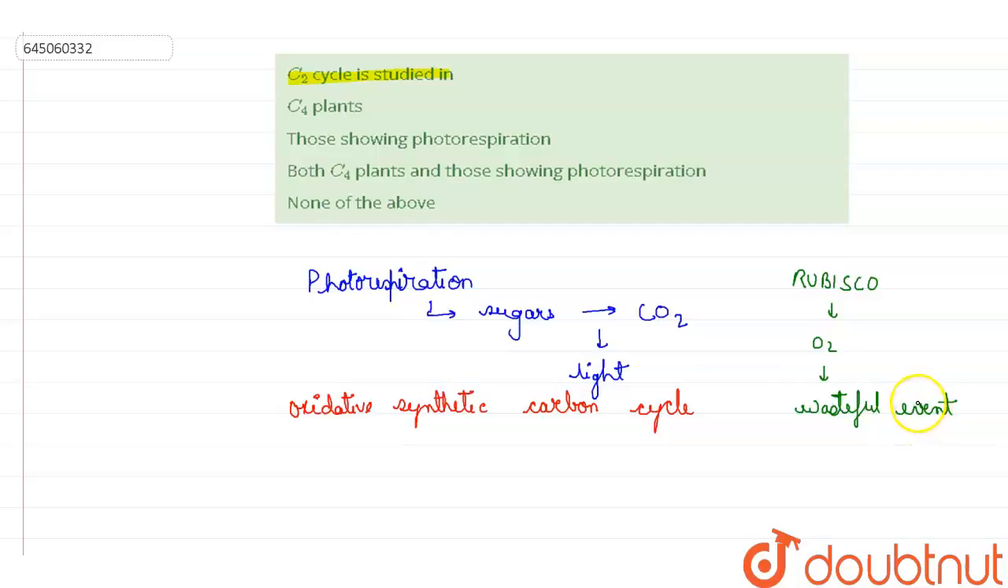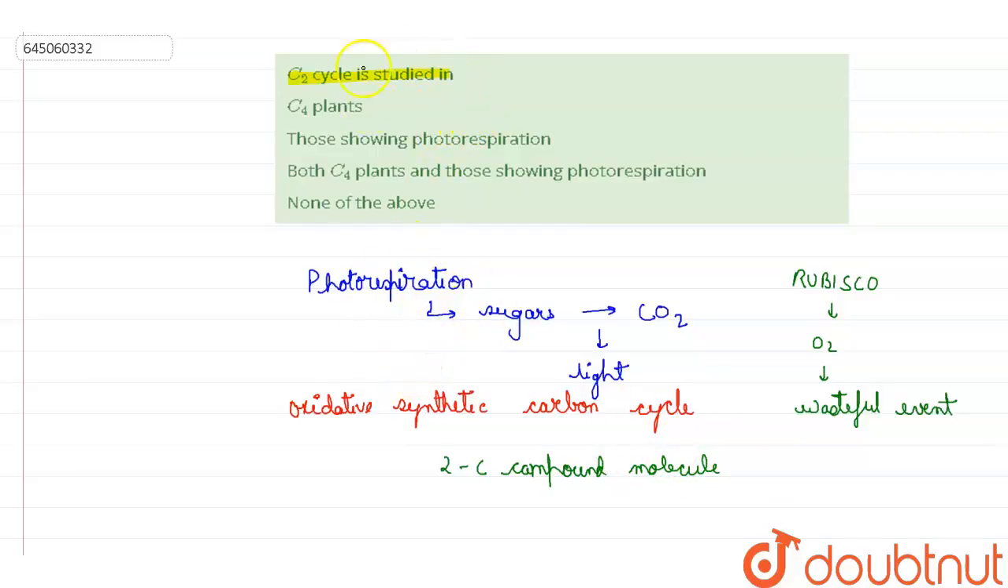Now why is this photorespiration also called a C2 cycle? Because the first main product which is formed is phosphoglycolate, which is a 2-carbon compound molecule. Phosphoglycolate is later on converted to glycolate, and this process of photorespiration converts the sugar phosphate back to carbon dioxide. So this is why photorespiration is also known as the C2 cycle.